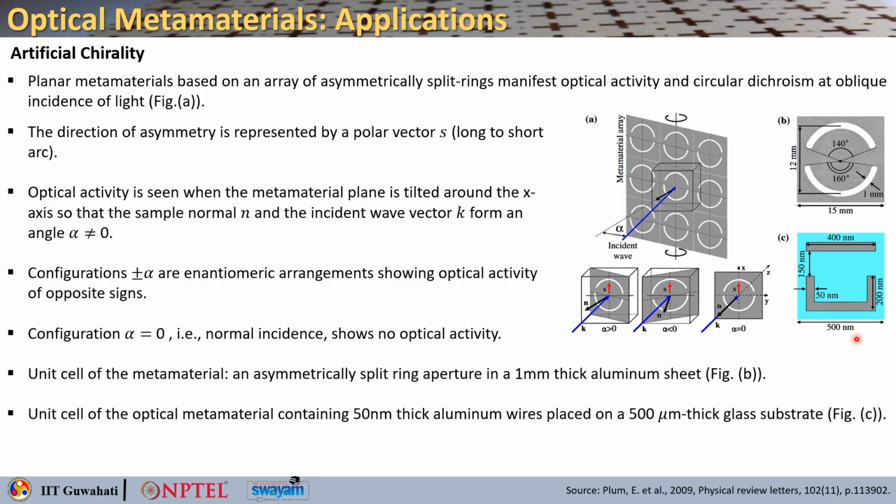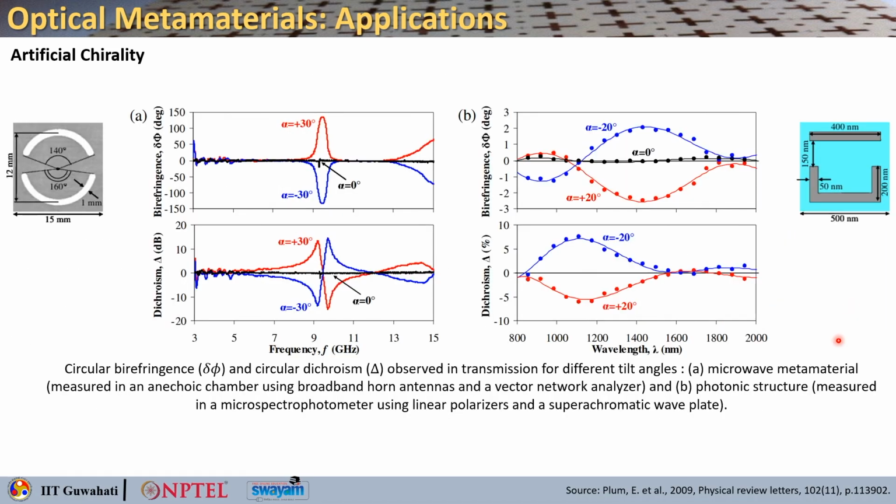So, you start with a 50 nanometer thick aluminum wire which is placed like this to form your asymmetrical arcs. Okay. So, here are the results of this particular structure. First we will discuss the left one. It shows circular birefringence, which is delta phi in degrees, and also the dichroism, which is delta given in dB, which are observed in the transmission for different tilt angles.